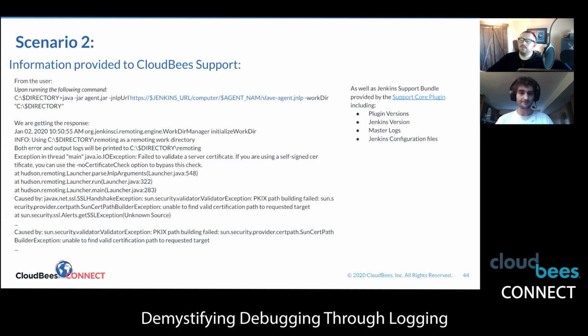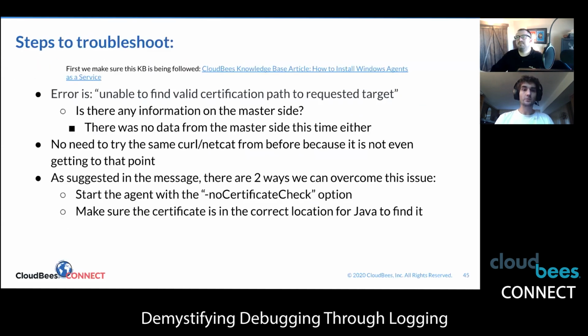If we could go on to the next slide. Again, we started with that KBase article, how to install Windows agents as a service. And that first step is launching this on the command line. And so that's where the error is, the valid certification. Was there any response on the master side? In this particular time, there again wasn't a valid response on the master side because a full connection was not actually established. The connection was rejected by the agent itself. So there's no need to try the actual curl or netcat because we know that the connection was successful.